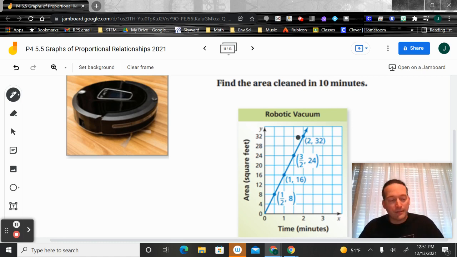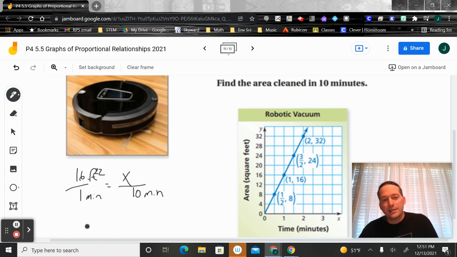But what we know is this is a proportional relationship because it is a straight line and it goes through the origin. So in order for us to do that, we need to find the unit rate, and we can pick any of these points to help us find the unit rate. Let's use the easiest one, which is 16 feet squared to 1 minute. Oh, wow, look at this. It's just a proportion. How much in 10 minutes? Obviously, it's going to be 16 times 10, right? So we're doing by 10 over 1. So x equals 160 square feet.